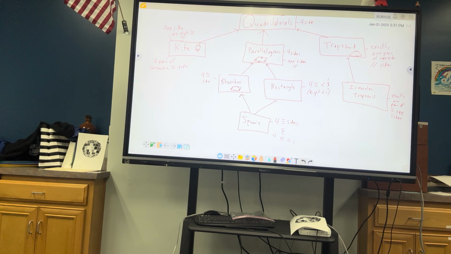What does it say? Two pairs? What was the question? For the kite? Two pairs of consecutive congruent sides, opposite sides are not congruent. So kite is two pairs of consecutive congruent sides. I'm going to give you about one more minute, now I need to keep going. That's why I'm leaving it up there. You'll be fine.